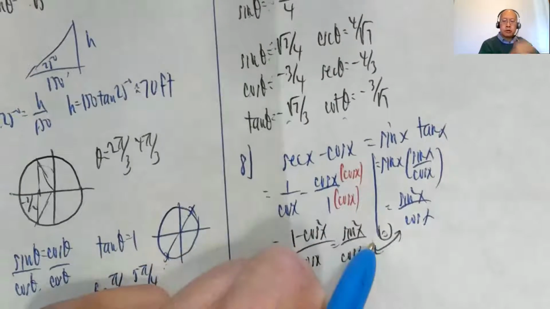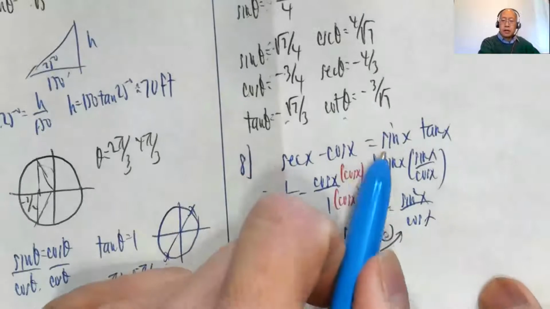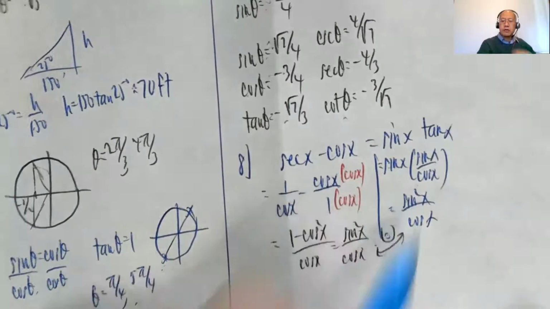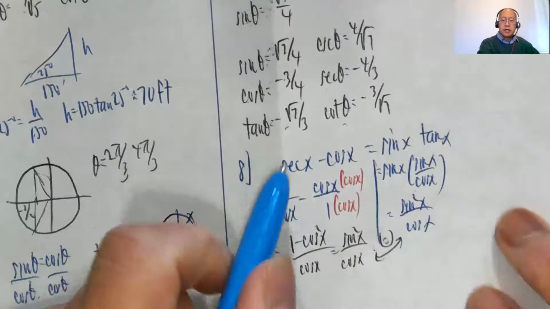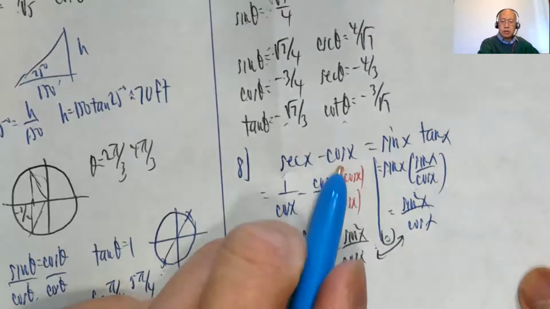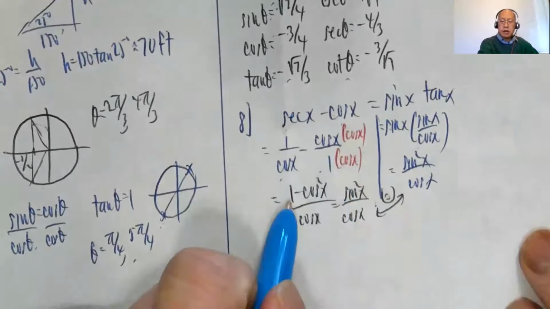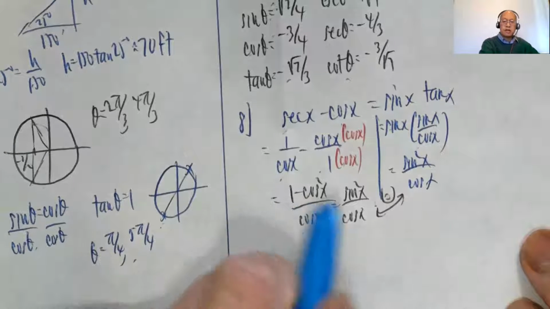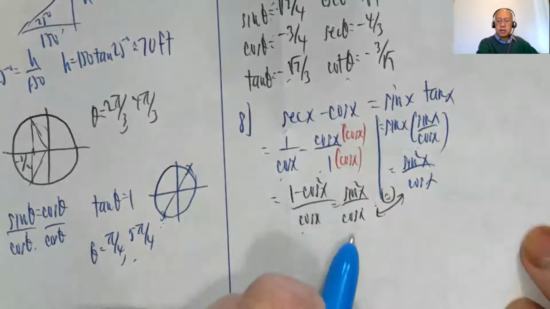Number 8, draw my impenetrable barrier. Sine of x times tangent is sine over cosine. Sine squared x over cosine x. This side, right, this is 1 over cosine x minus cosine x divided by 1. Multiply top and bottom by cosine x here. 1 minus cosine squared x over cosine x. 1 minus cosine squared x is sine squared x. So these two indeed match.